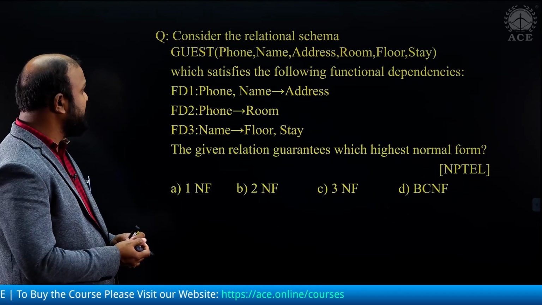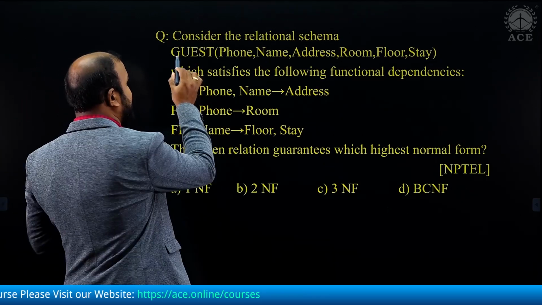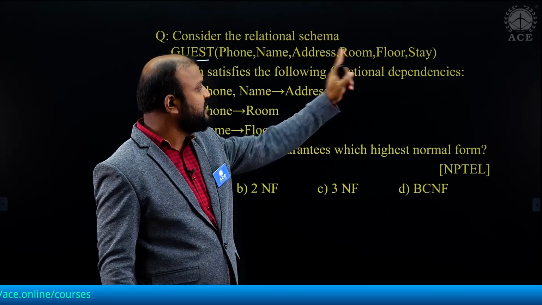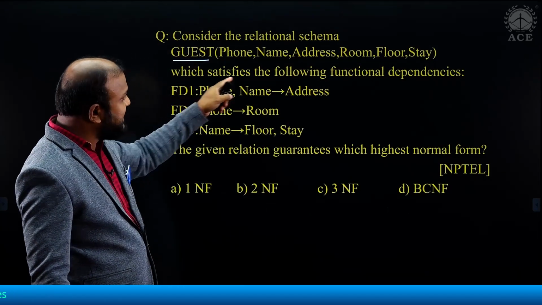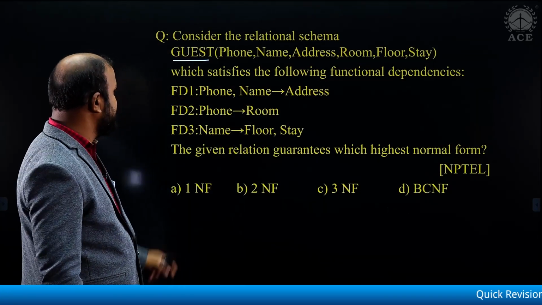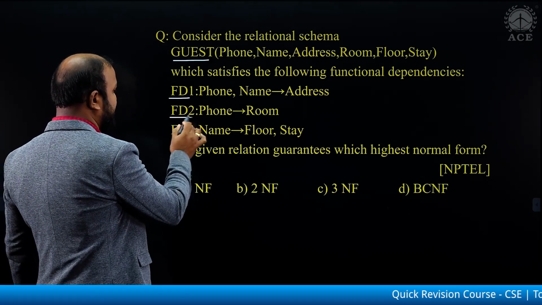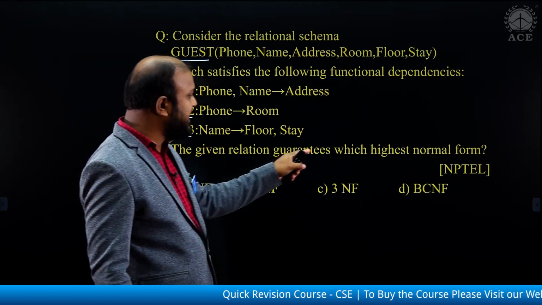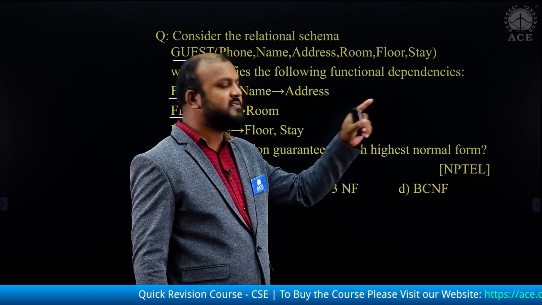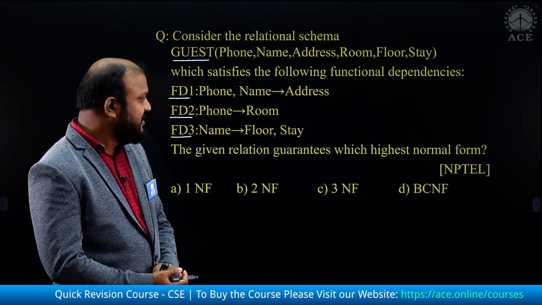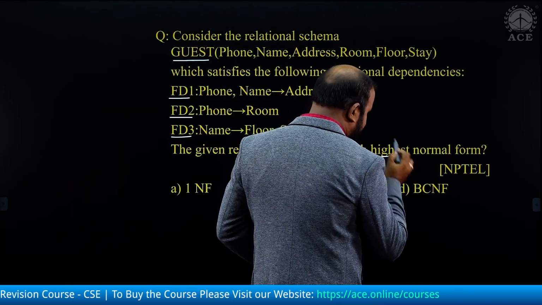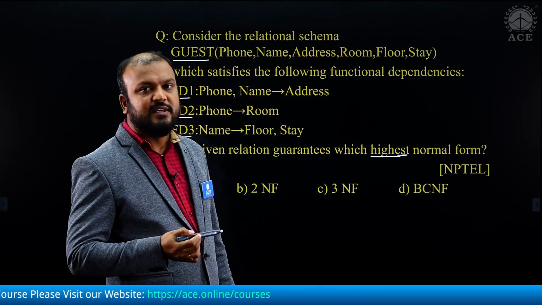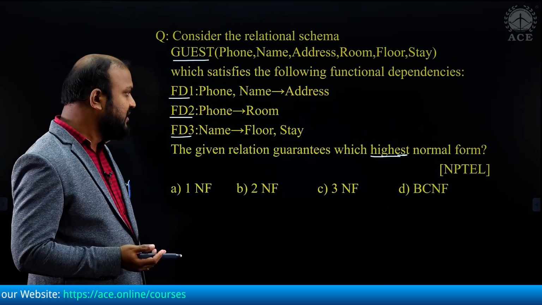Consider the relation schema. Guest is a table name and these are the attributes: phone number, name, address, room, floor, stay, which satisfies the following functional dependencies. Here, three dependencies are given: FD1, FD2, FD3. The question is, the given relation guarantees which highest normal form condition? So here the highest normal form is clearly given. Even if the word highest is not given, the normal form question means the highest normal form condition only.